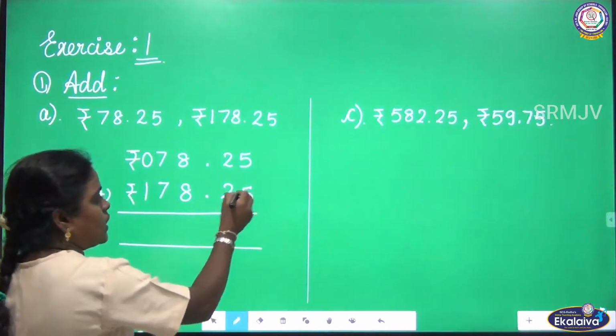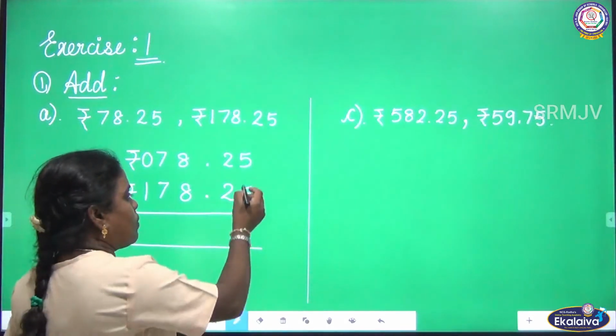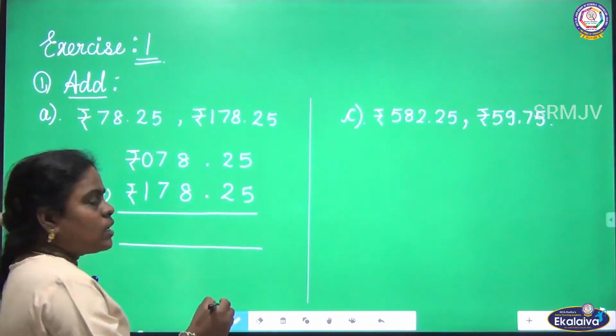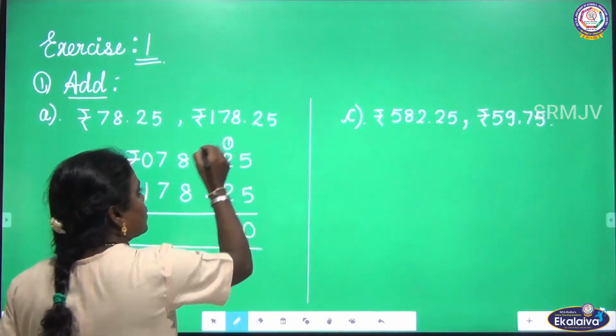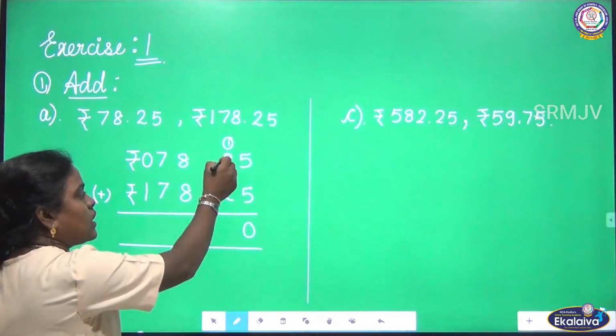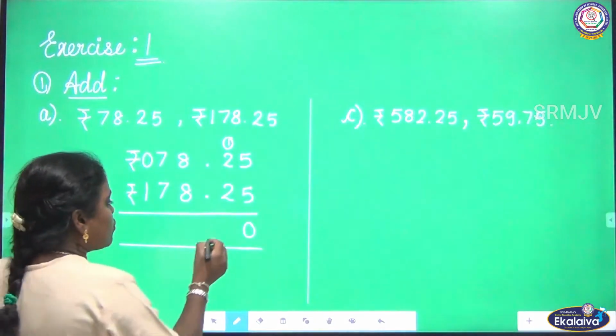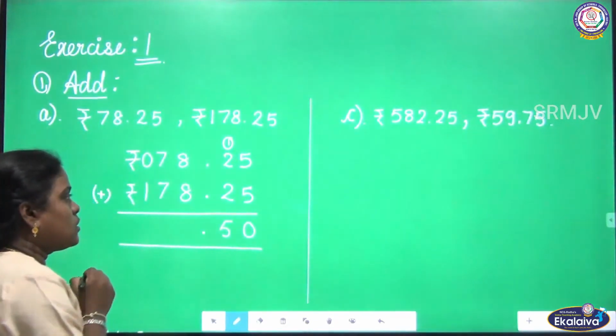Let us add the paise column first and then rupees column. 5 plus 5 it is 10. Write 0, 1 carry over. And now we have 3 numbers. 2 plus 1 is 3, 3 plus 2 is 5. And place the decimal point.